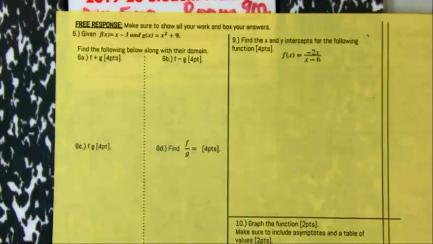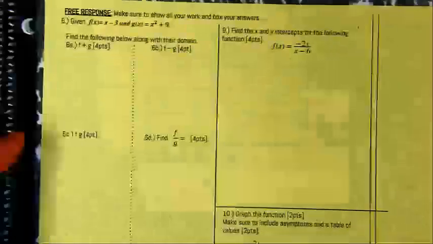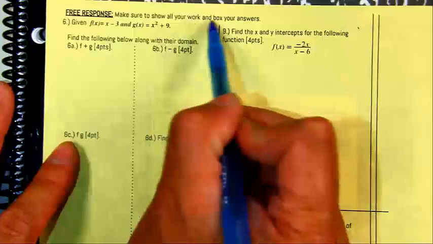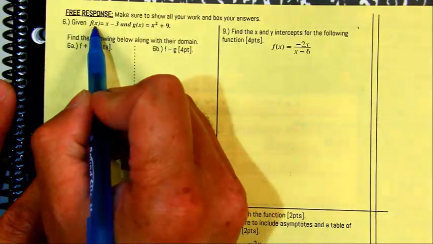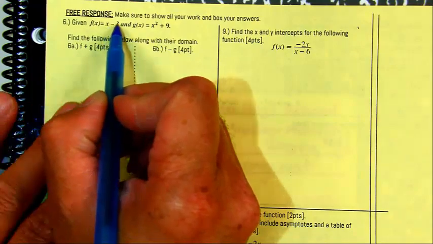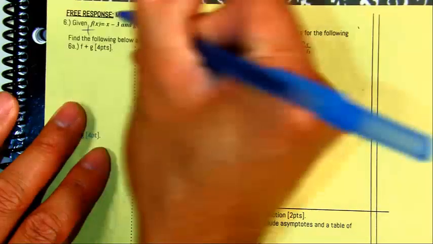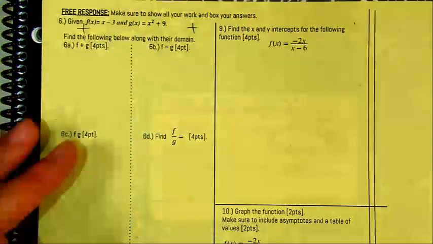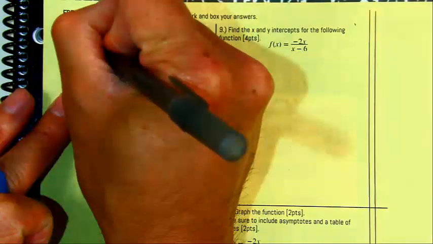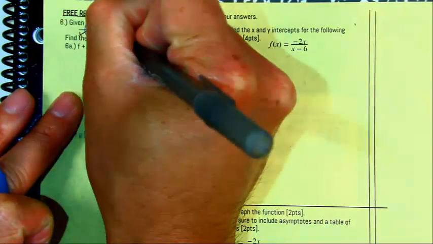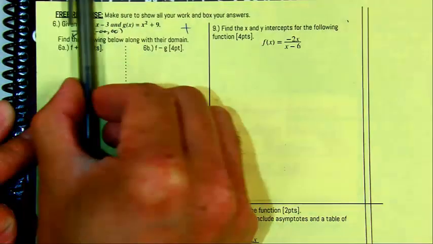Make sure to show all your work and box your answers. Given f of x equals x minus 3. So what I'm going to do is just find the domain right away. And this tells me negative infinity to positive infinity, right? Going from left to right. The arrow says I can go from negative numbers to positive numbers.